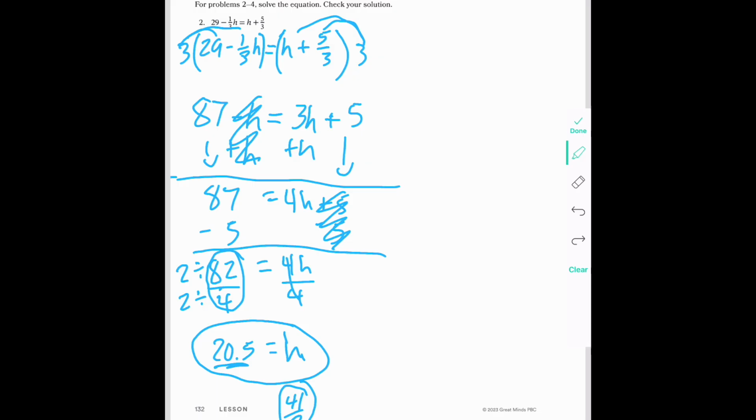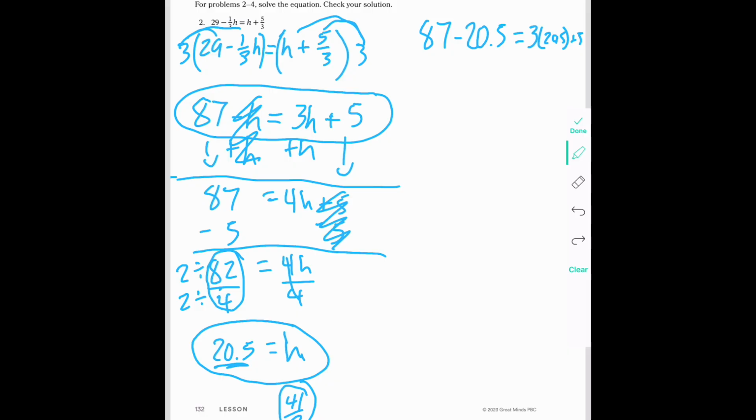Okay. So now we have to check our work. So since we can put it in the original equation that we ended up turning it to. Since we were already at step 3 and everything should have stayed the same, so that would be 87 minus 20.5 is equal to 3 times 20.5 plus 5.